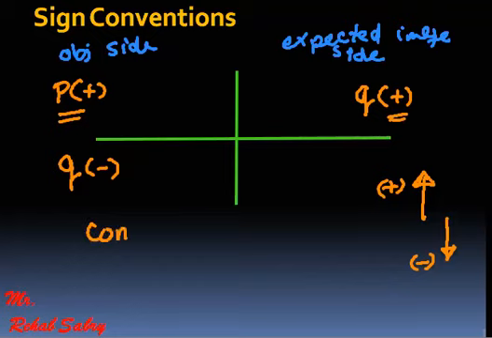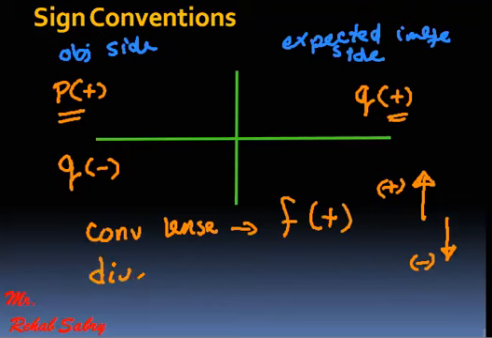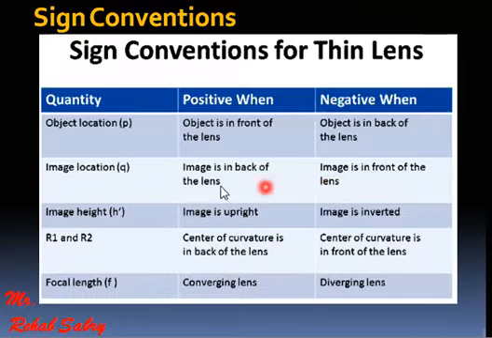And we said the converging lens has a positive focal length, and the diverging lens has a negative focal length. So we said the converging lens is sometimes called a positive lens. Okay, we can summarize this in the following table.